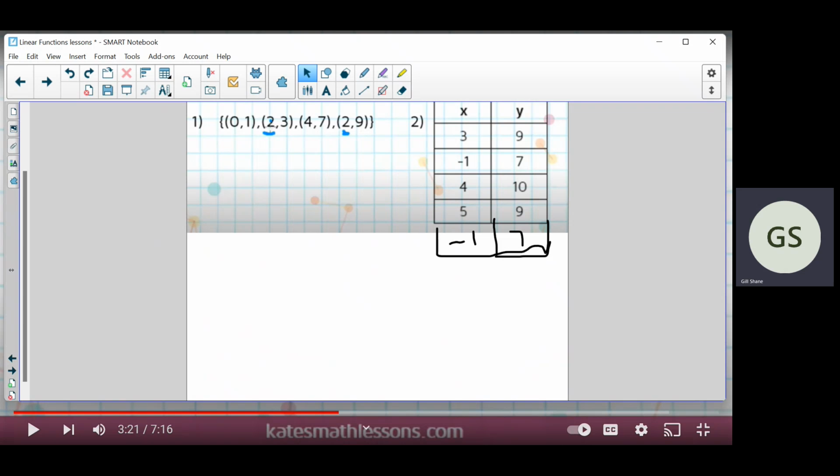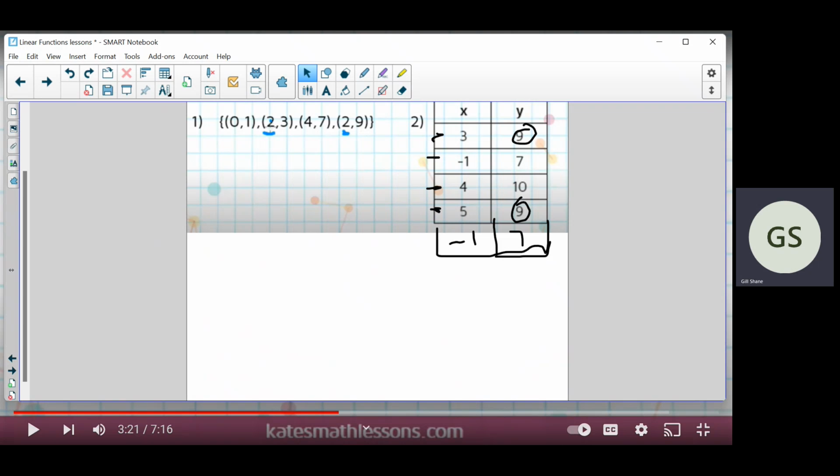I use the number -1 with 7. I'm still a function as of right here. I'm still a function because I used 4 with 10. So far, I haven't even repeated an x. Now I use the input 5, and I get 9. That's fine. Doesn't matter that I have two 9s. It doesn't matter at all that my output is the same.